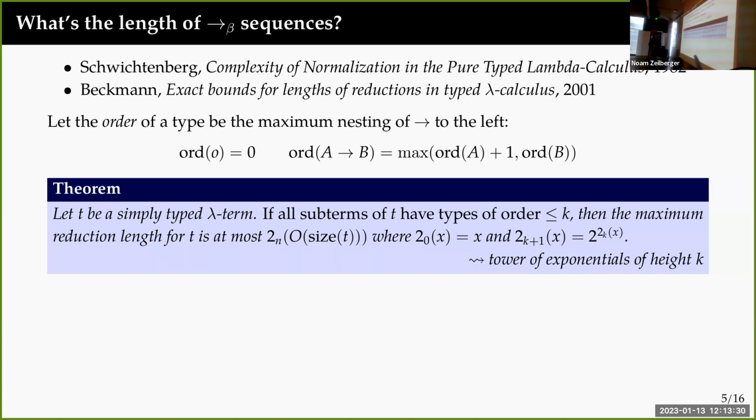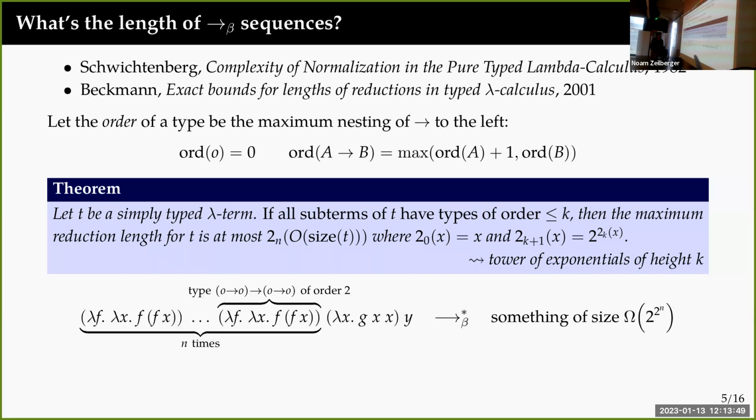Then the maximum reduction length is at most a tower of exponentials, of height, which ends with the size of t, but the height of the tower of exponentials, this should be k, sorry, is this bound on the order. So as an example of this phenomenon, we take this term, whose maximum subterm order is 2. This is actually the example of the encoding of the number 2 that I showed earlier, and it has this type of order 2.